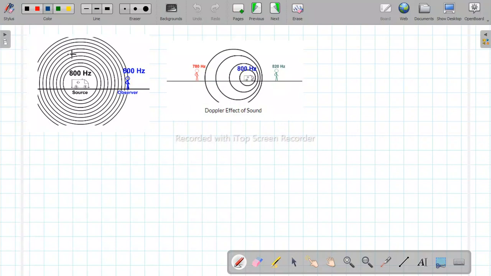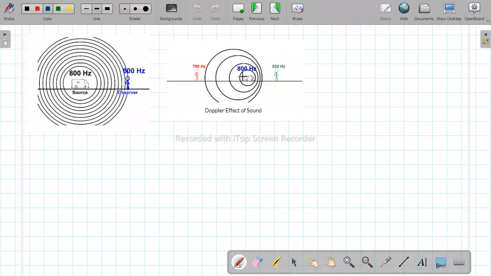See, this right here shows that there is a source emitting the sound of frequency 800 hertz. Source is stationary and so is observer. So the frequency perceived by the observer is exactly same as that emitted by the source, right?